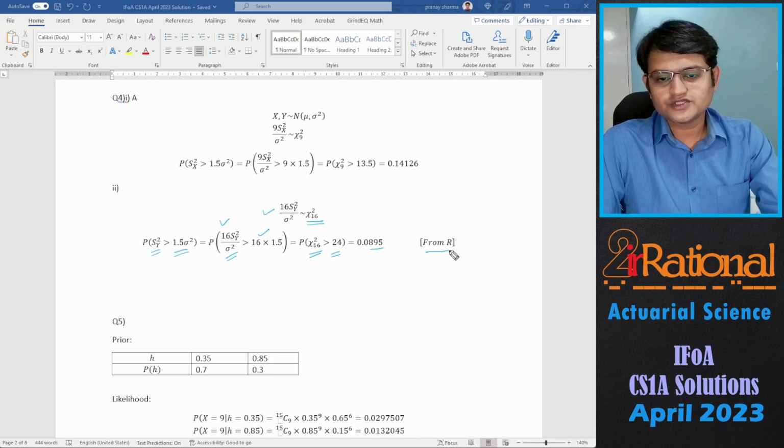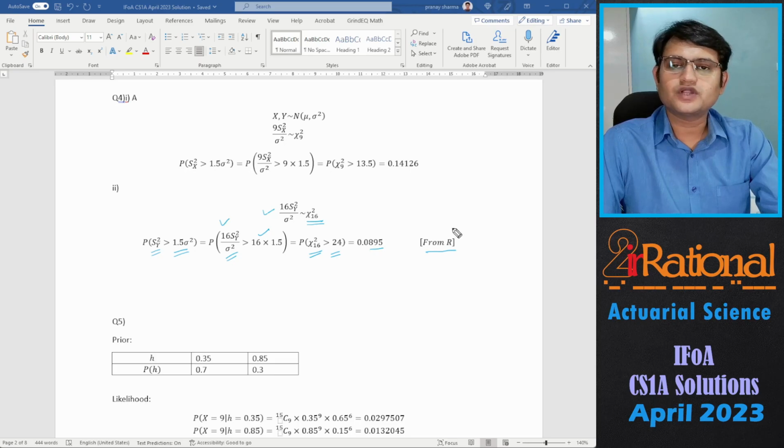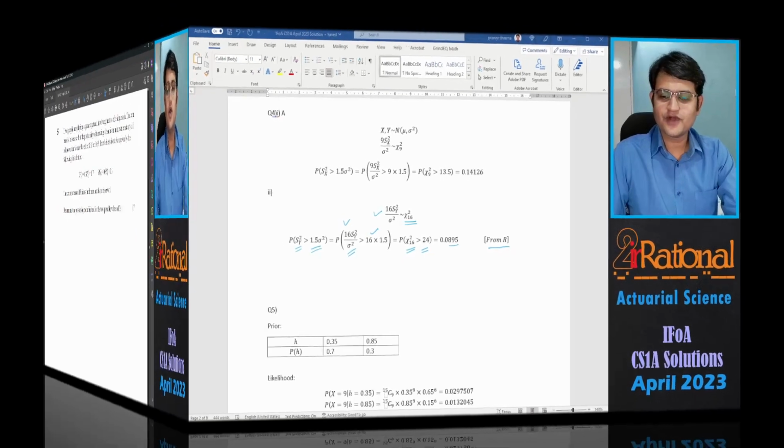Again I've calculated this from R. You can go through the table book and give an approximate answer as well. Let's go to question number 5.